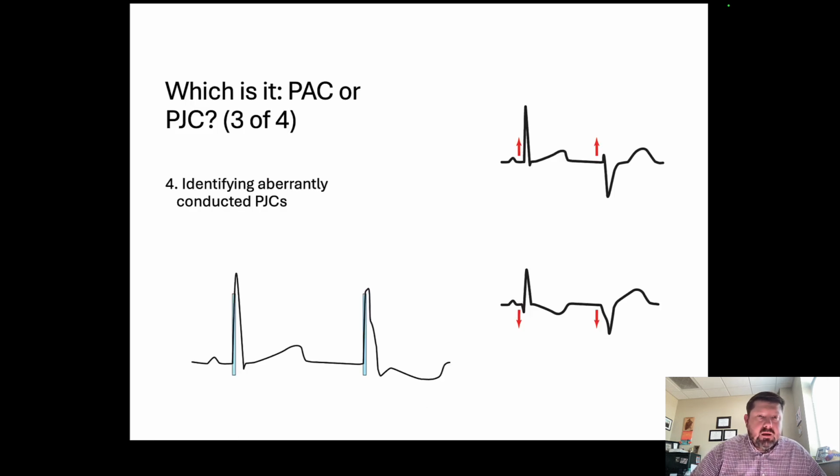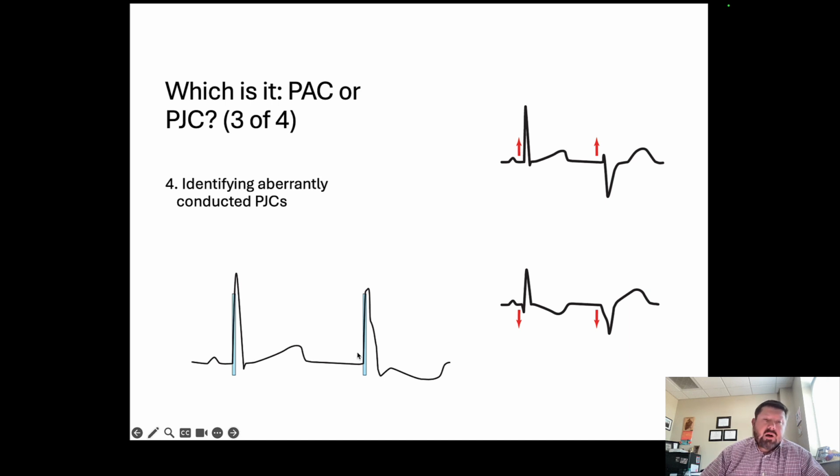Identifying aberrantly conducted PJCs. So these are PJCs that have been conducted off of a different track than the normal track. Aberrancy occurs when a normally transmitted depolarization wave travels down the electrical conduction system and hits an area that is refractory to impulse transmission. The impulse must then travel the rest of the ventricles via direct cell-to-cell transmission, so it doesn't go down the conduction pathway. This figure right here shows a normal sinus complex followed by an aberrantly conducted beat.